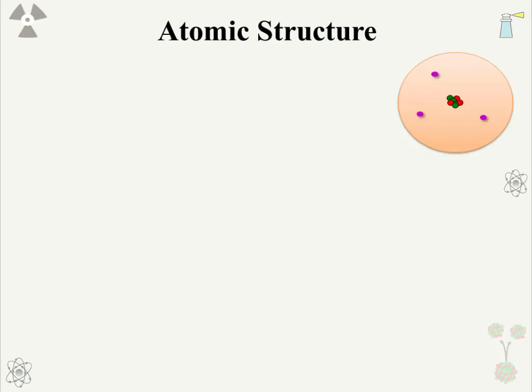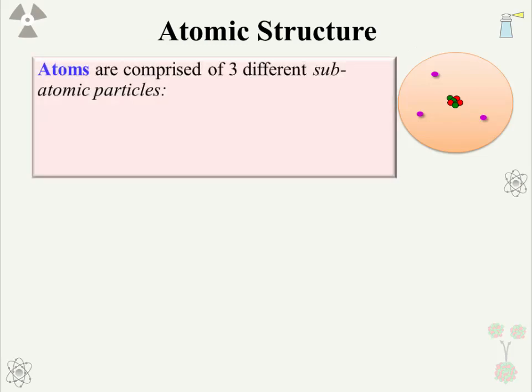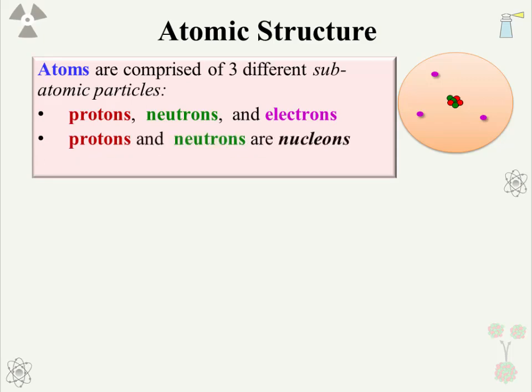Up to this point in our studies, the focus has been on what the electrons are doing. In this series, the focus shifts to the nucleus. A review of the atom. Atoms are comprised of 3 different subatomic particles: protons, neutrons, and electrons. 2 of those subatomic particles, the proton and the neutron, are called nucleons. As the name suggests, nucleons are found in the nucleus.